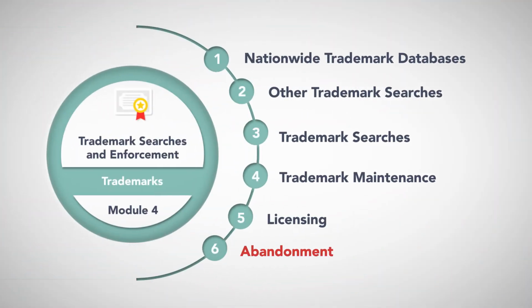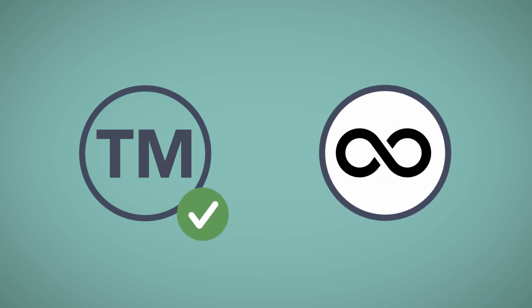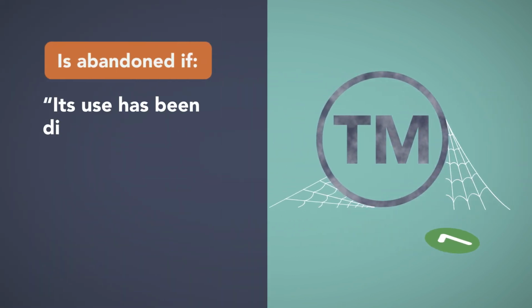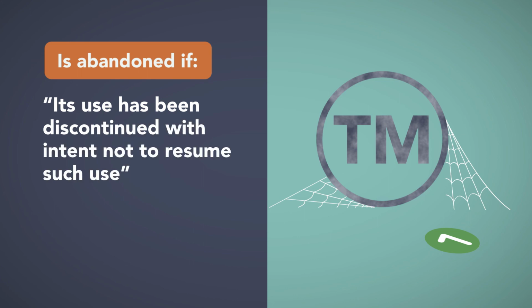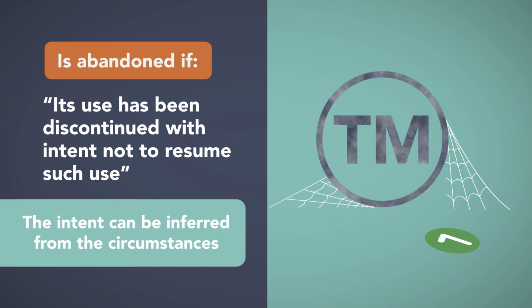Abandonment. Registered trademarks require ongoing and nearly continuous use to maintain the exclusive rights in the mark. A registered trademark is deemed to be abandoned in two situations. First, a trademark is abandoned if its use has been discontinued with intent not to resume such use. The intent can be inferred from the circumstances.